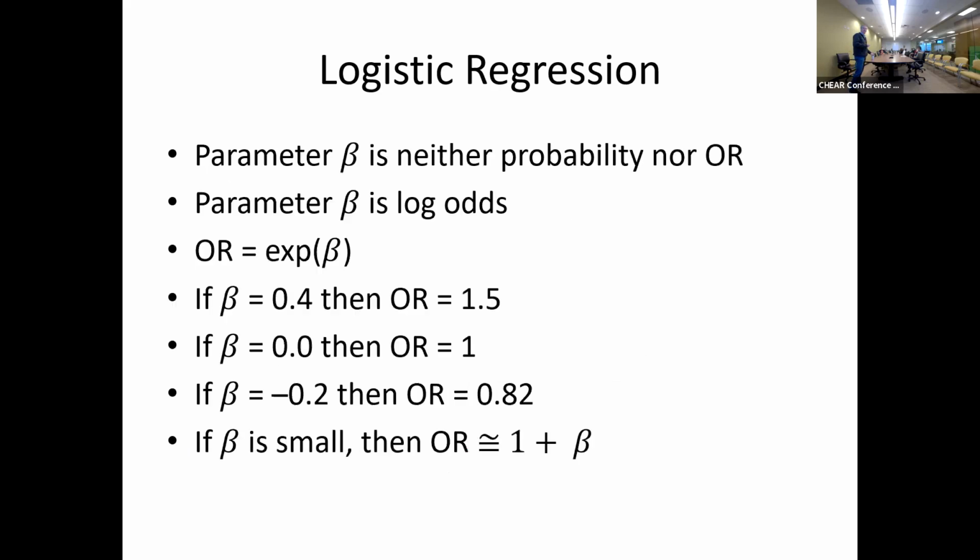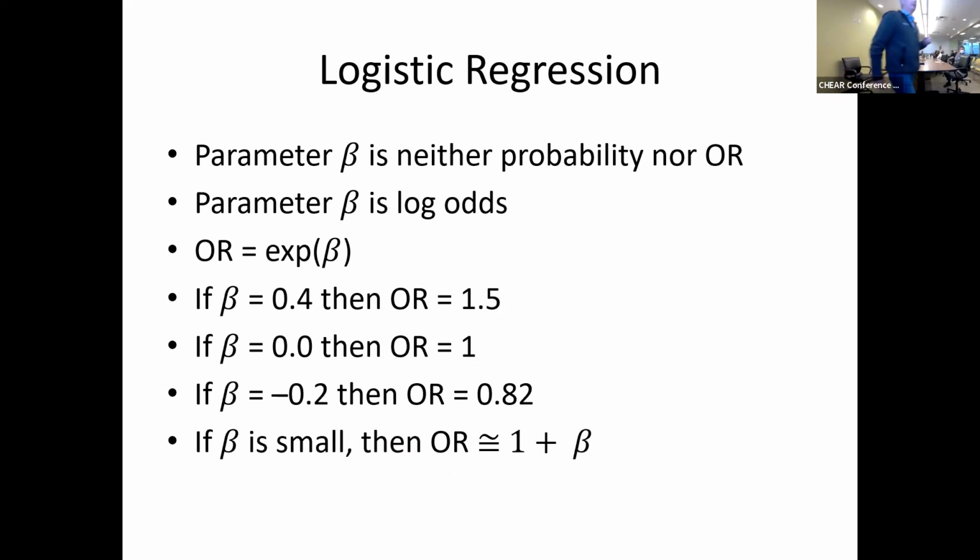Next slide, please. So how do we think about betas? Beta on its own is not a probability. It can be negative, it can be big, positive. Nor is it directly an odds ratio. It's what we call the log odds.